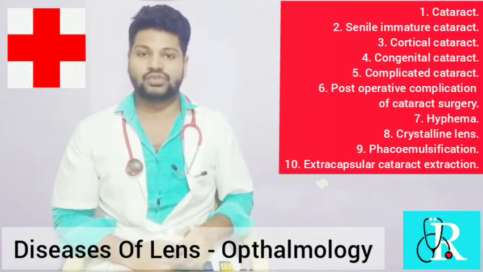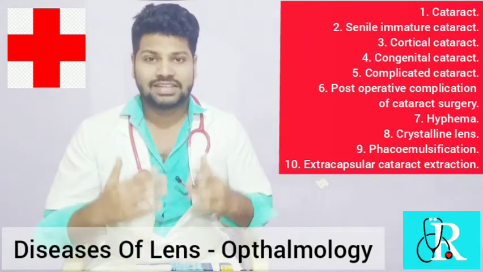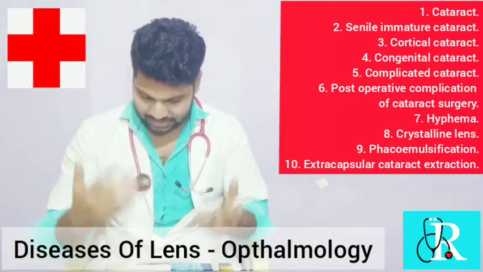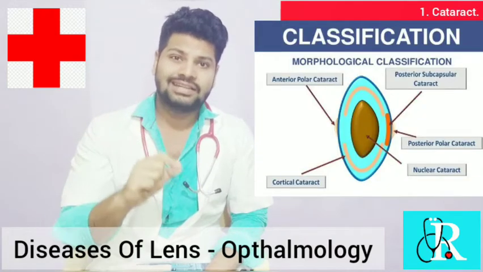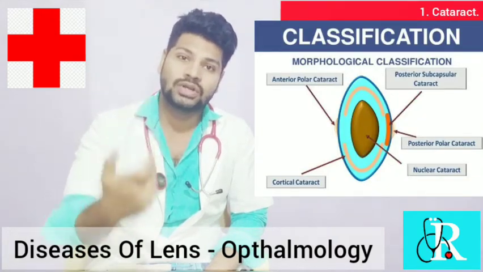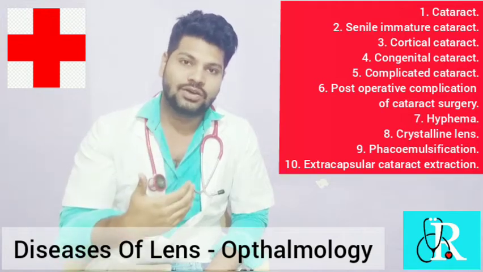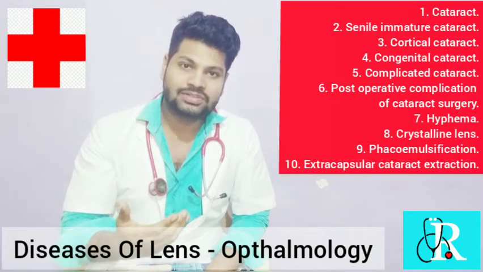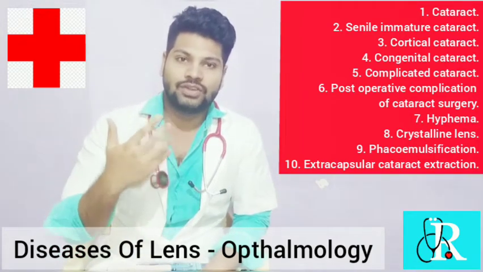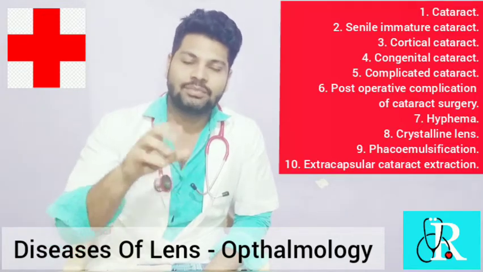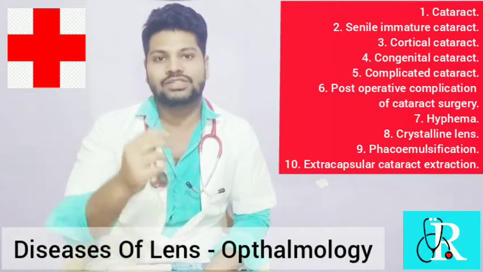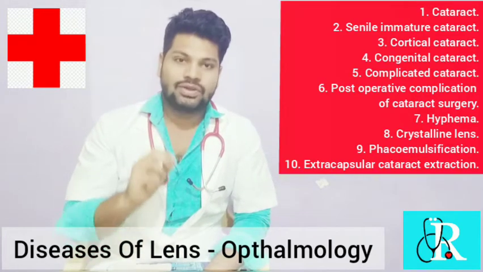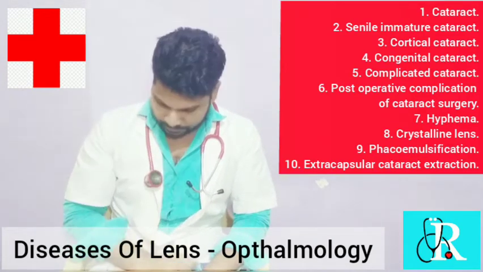What is senile immature cataract? Senile means in the later stages. Senile immature cataract refers to the development of cataract, that is, opacification of the lens, in old age as the age progresses. Because of the decrease in metabolism and in the formation of new cells, repair and growth have declined, and because of this a cataract develops. That is called senile immature cataract. This is the second thing.